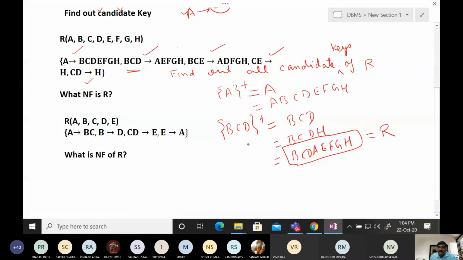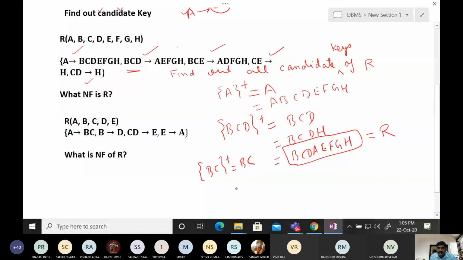So this is also a candidate key. Why is this a candidate key? Because if we discard any attribute, then we can't determine all the attributes. Suppose we find out the closure of BC, then we will get BC, and for each dependency we will check: BC is not on the left hand side of any FD. So the closure of BC is only BC. So the set BC cannot determine all the attributes.